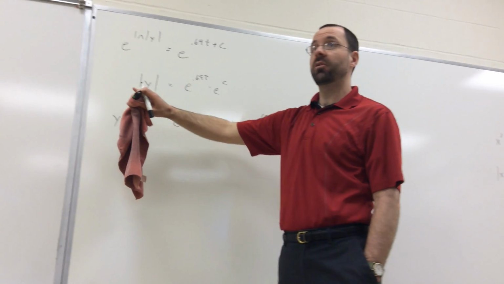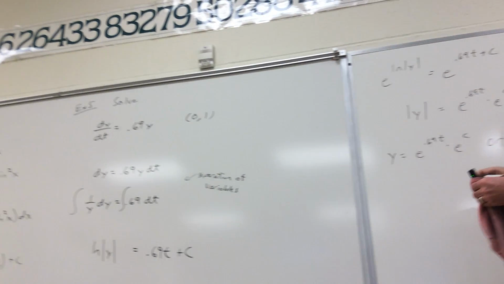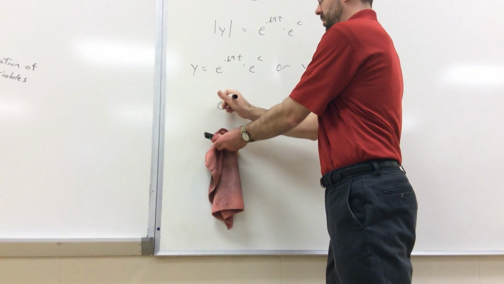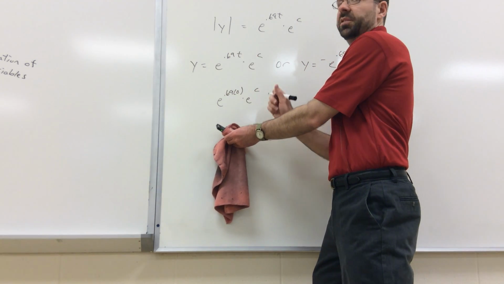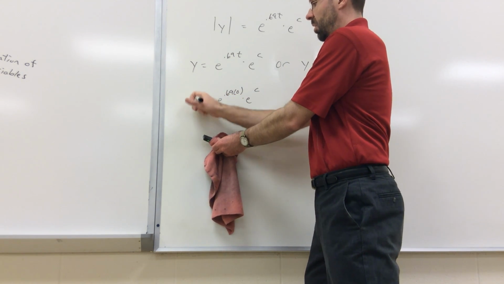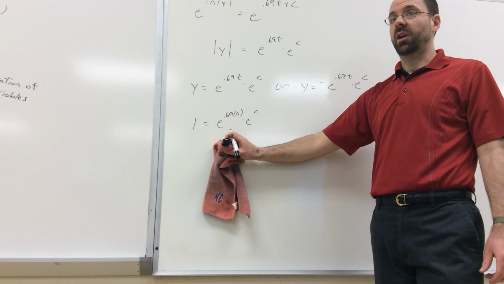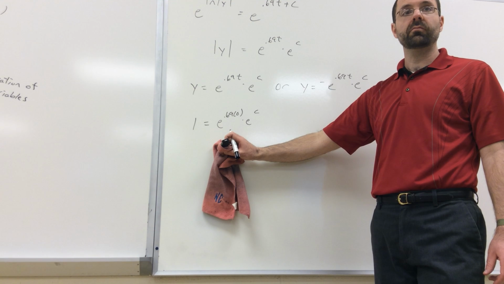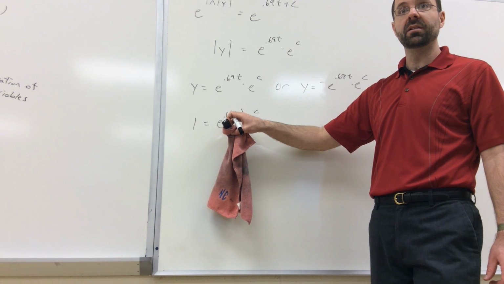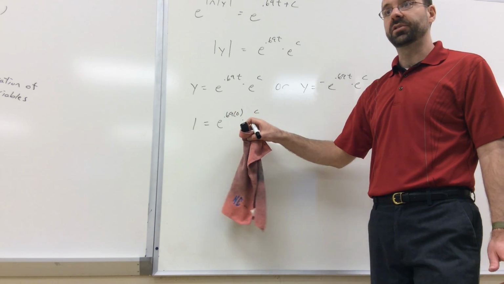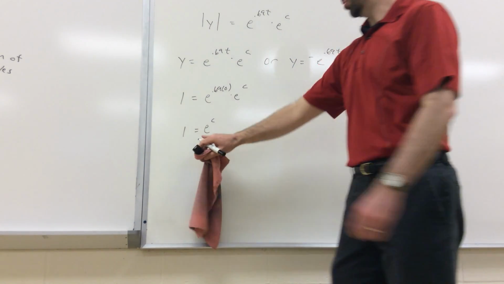Okay, so now I'm going to plug 0 in for t, because I've got my initial value, right? So I know if I plug 0 in for t, I'm just putting a 0 in place of t, I know I'm supposed to get 1 out, because (0, 1) needs to be on this graph. 0.69 times 0 is 0. e to the 0 is 1. So I just have 1 times e to the c, which is just e to the c. So that's good. I know e to the c is 1.